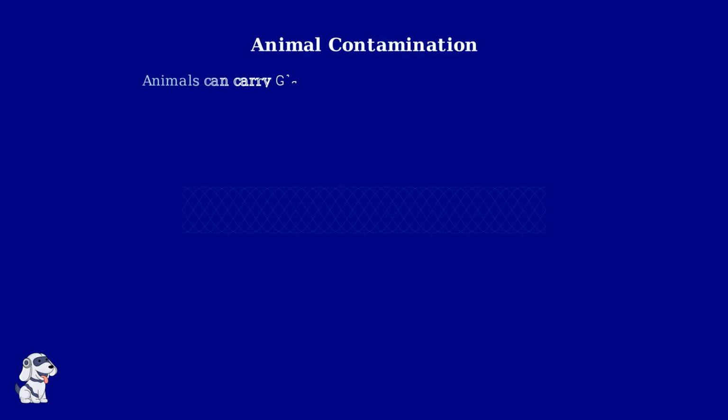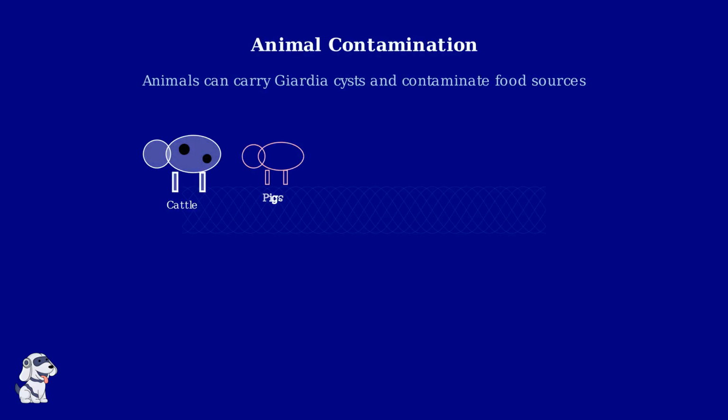Animals play a significant role in Giardia contamination of food sources. Many different types of animals can carry and shed Giardia cysts in their feces, which can then contaminate the environment around them. Farm animals like cattle and pigs, pets like dogs and cats, and even wildlife such as birds can all be carriers. Now let's examine the specific ways animals contaminate food sources.